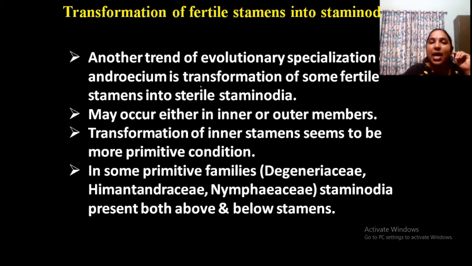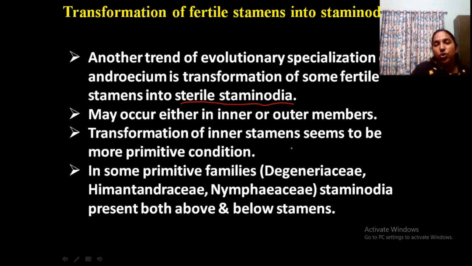One more reduction is staminodia formation. So specialization of fertile stamen into sterile staminodia. This is also how sterilization takes place. Fertile stamens modified into sterile staminodia. Usually occurs in inner or outer member. Outer whorl becomes staminodes, inner whorl becomes fertile. So you can see in most of the monocots you studied, in Zingiberaceae, Orchidaceae, staminodes are present. Transformation of inner stamen is more primitive. Inner stamen seems to be the more primitive condition. In some members, Degeneriaceae, Nymphaeaceae, etc., staminodia are present both above and below stamens. That is a starting of evolution.